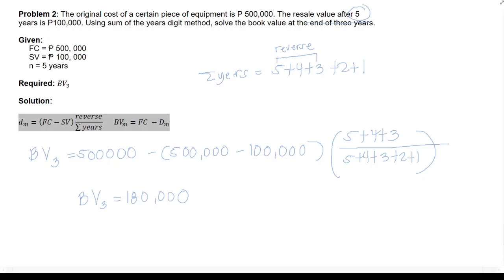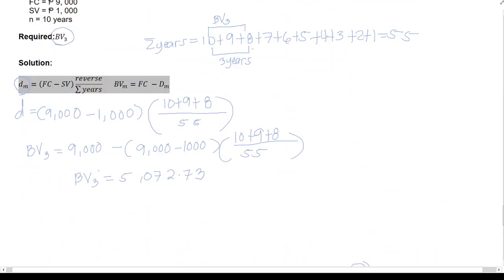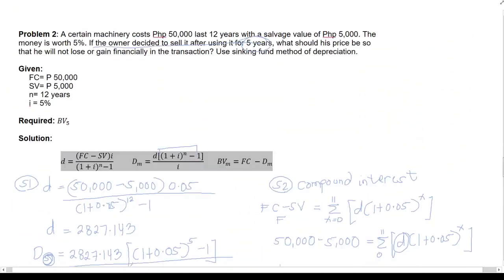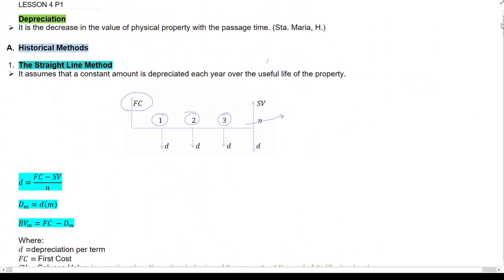So that is the book value at the third year if we use the sum of the years digits method. That is the end of lesson 2 part 1. For the next discussion, we are going to discuss the 3 remaining methods, which are the declining balance method, the double declining balance method, and the service output method. We are also to include the modified accelerated cost recovery system. That is the second part of the depreciation.